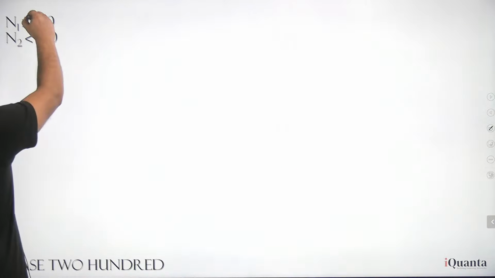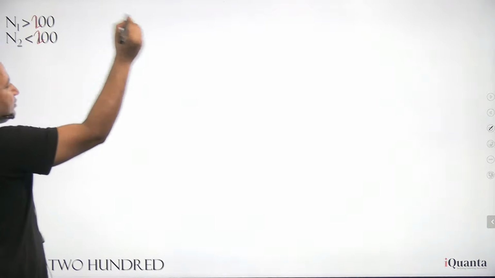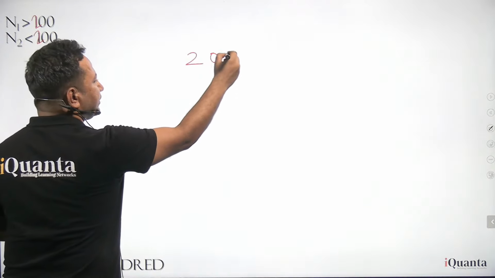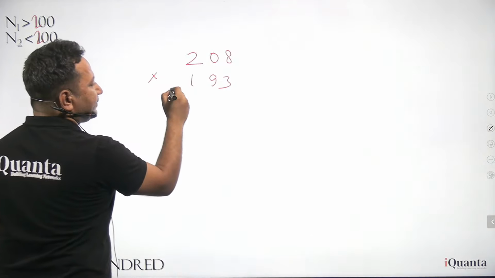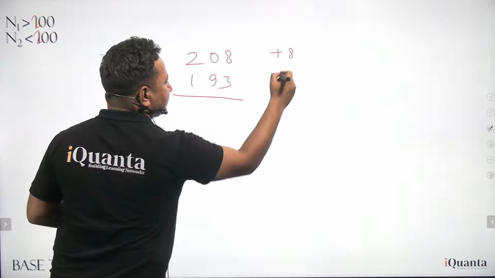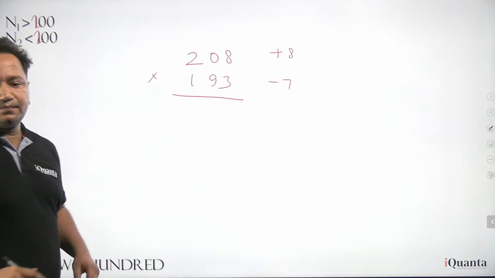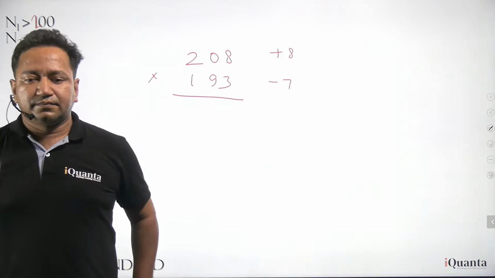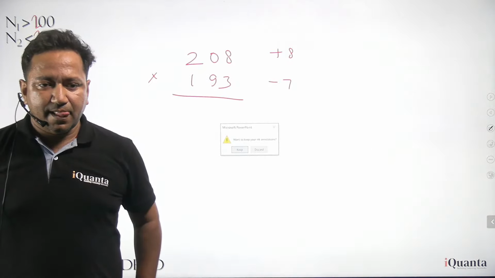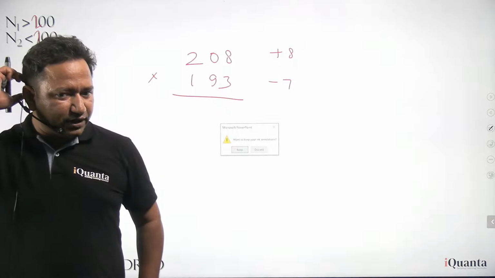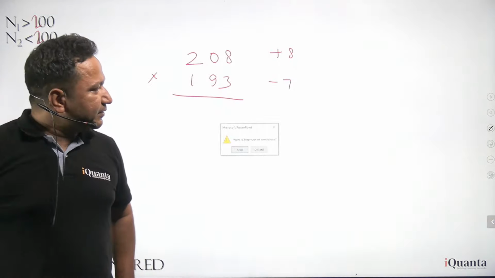Now I will check for when one number is more than 200, other is less than 200. For example, 208 multiplied by 193. Tell me the answer over here. Shiva, you have a doubt. Shiva, basically, whatever you get as a sum, you multiply that by 2.